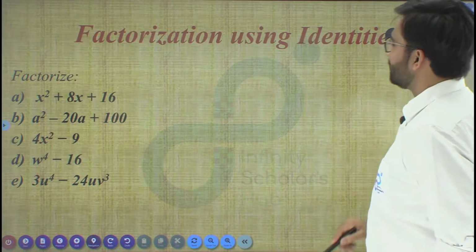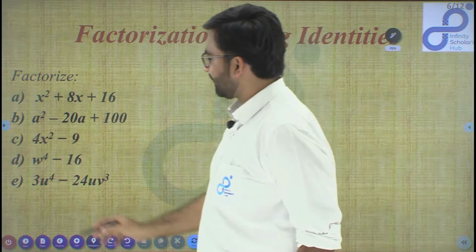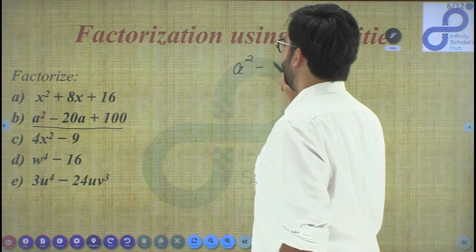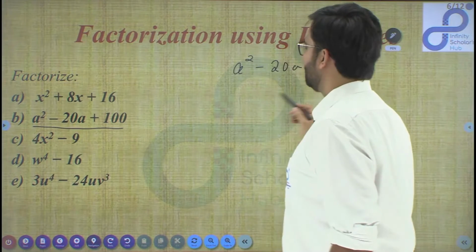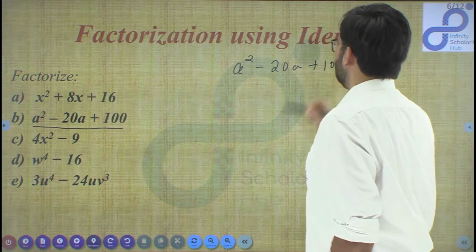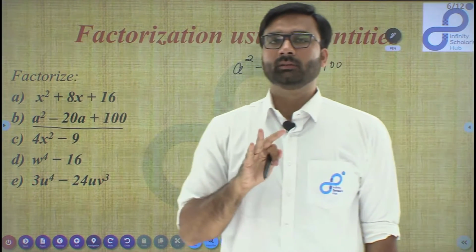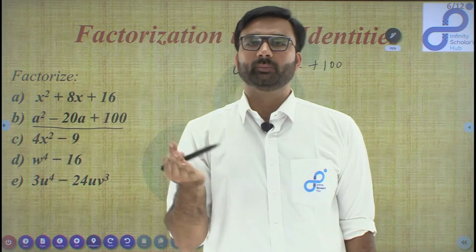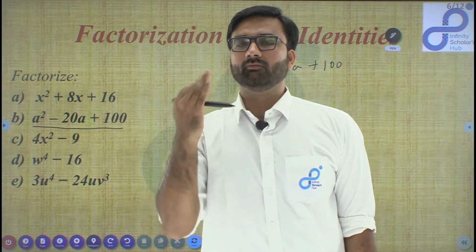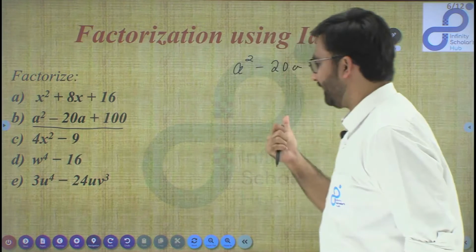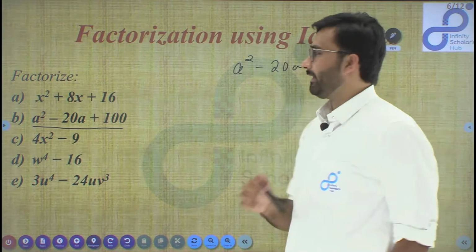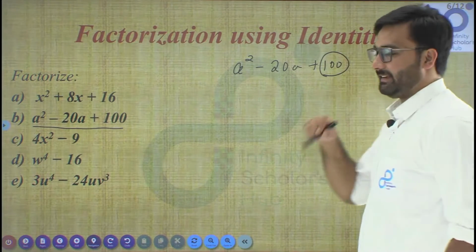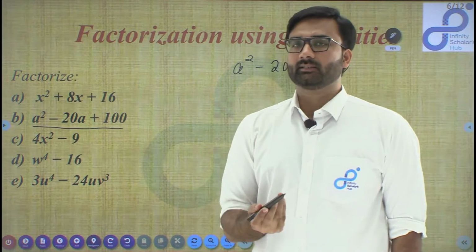Okay, so let's take this one. So a squared minus 20a plus 100. See, generally when you have 3 terms, think of applying a plus b whole squared and a minus b whole squared. Okay, it would be related to this particular type of an identity. See, this 100 looks like 10 squared, or I should say it is 10 squared.